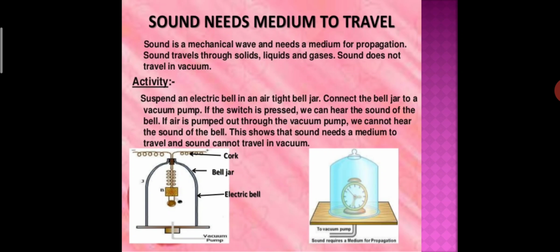Why? Because at first air is present in it, so we can hear the sound of the bell. And when we remove the air with the help of the vacuum pump, no air is present in it, so we cannot hear any sound of the bell. So this shows that sound needs a medium to travel and sound cannot travel in vacuum. Understand, students?